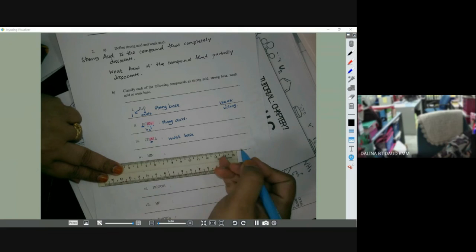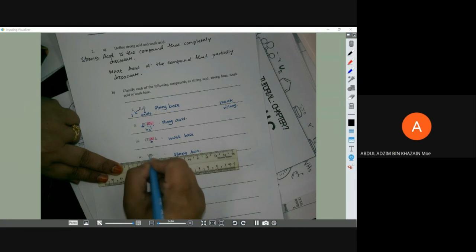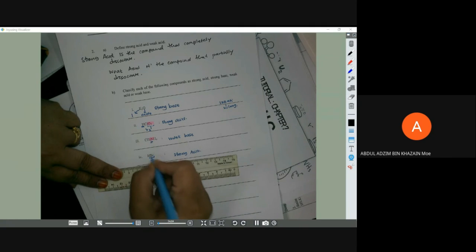Ya, Miss. Ni apa? Strong acid. Okay, ini kenapa reason dia? Ada H dengan Br. Br ni kenapa? Kumpulan halogen, ataupun kumpulan 17 kecuali iodin.